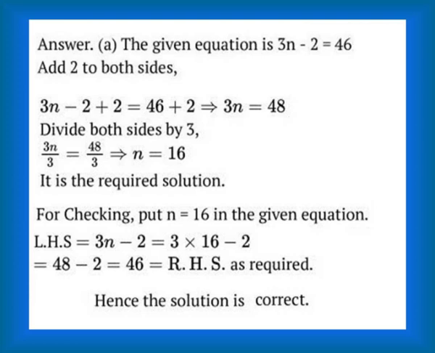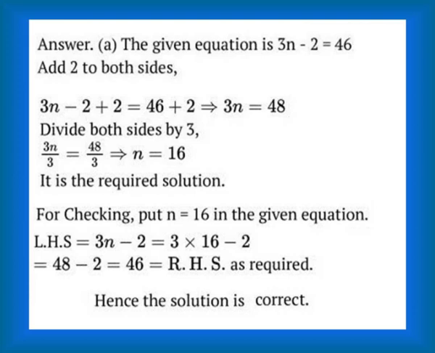So we are adding 2 on both sides and we get 3n minus 2 plus 2, which is equal to 46 plus 2. In LHS, minus 2 and plus 2 get cancelled and the remaining is 3n. And in RHS, 46 plus 2 is equal to 48. Now we got 3n is equal to 48. But in our LHS, there should be only the variable. So again we have to separate that constant from the LHS, so we are dividing by 3.